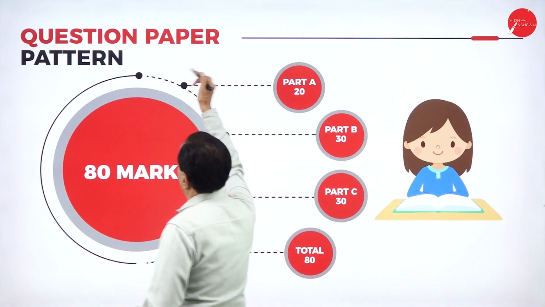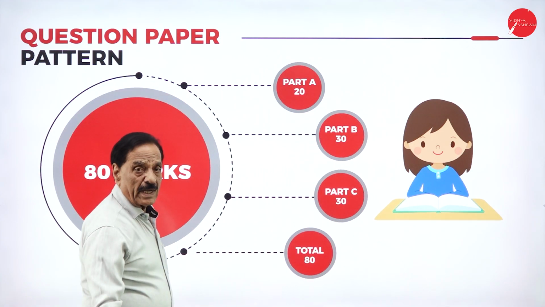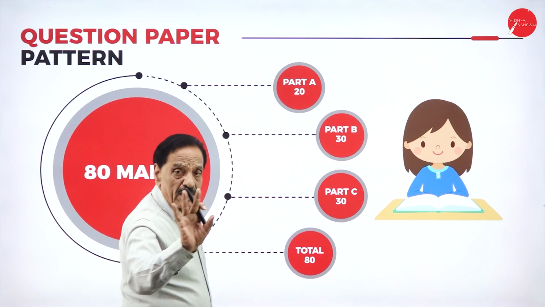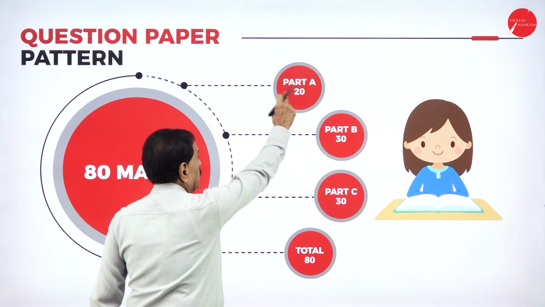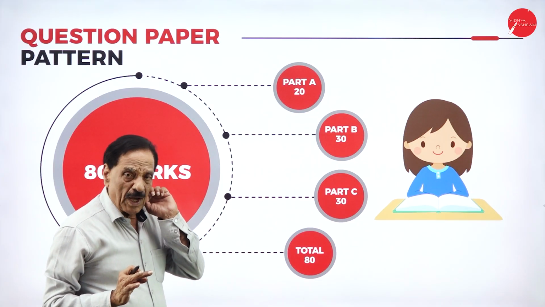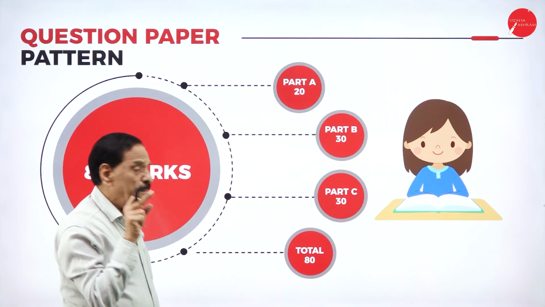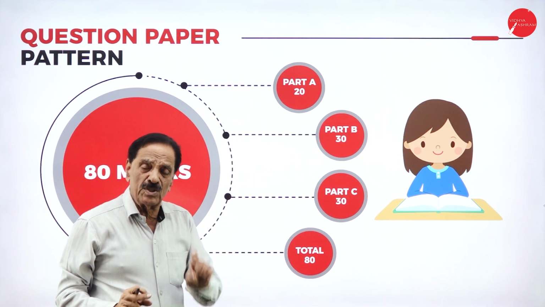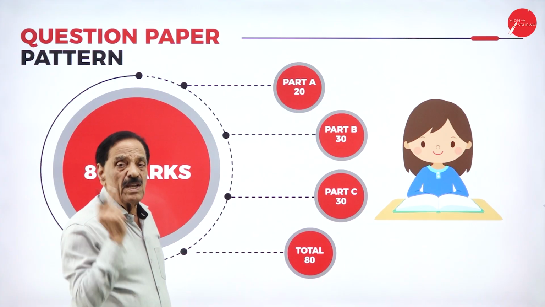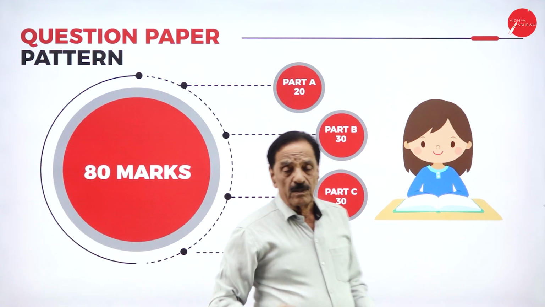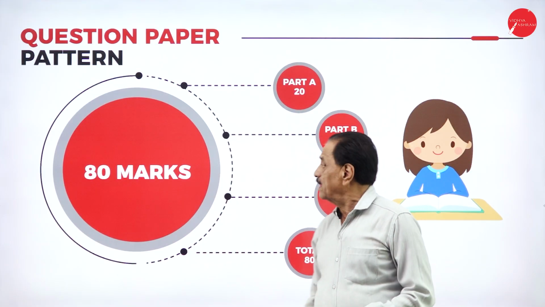Question paper pattern. First, Section A, we'll ask 6 questions. You have to answer any 4, each carrying 5 marks, 4 into 5, 20 marks. Section B, we ask 5 questions. You have to answer any 3, each carrying 10 marks, 10 into 3, 30 marks. Section C, we ask 3 questions. You have to answer any 2, each carrying 15, 15 into 2, 30, totally 80 marks. Another 20 marks are for internals.